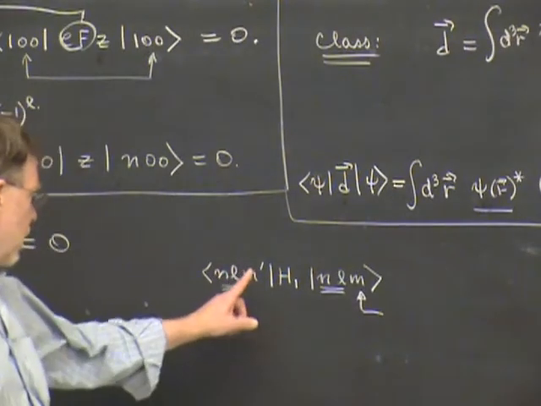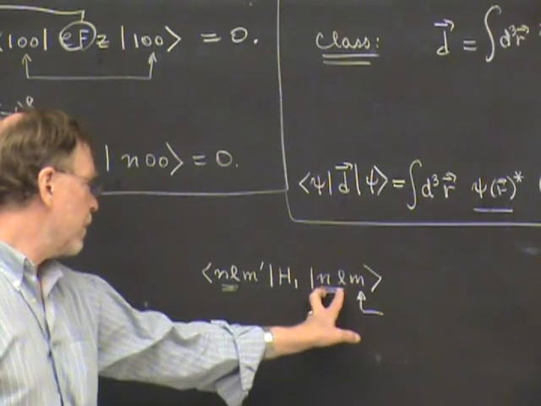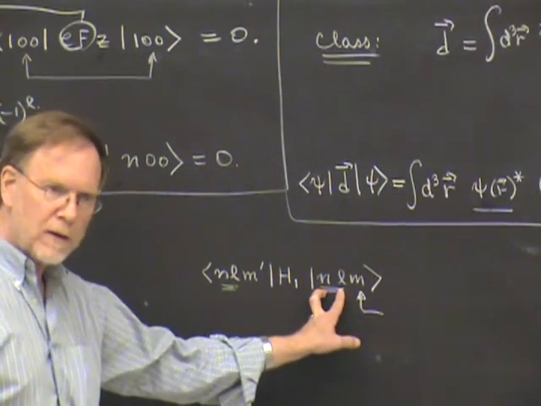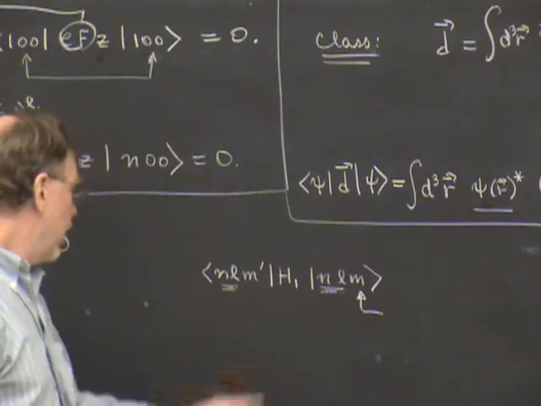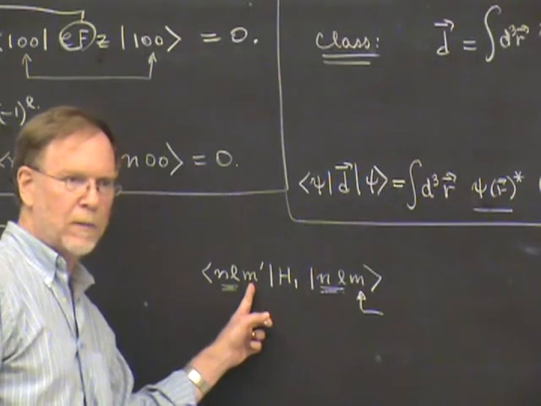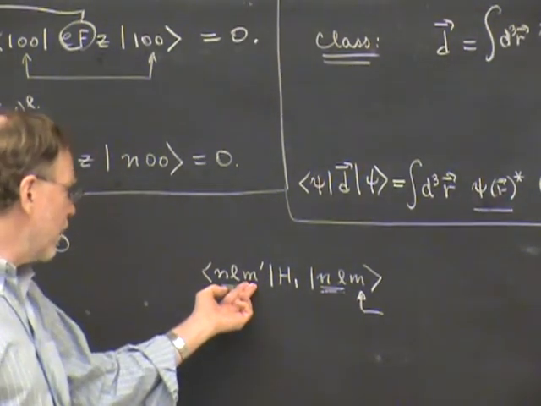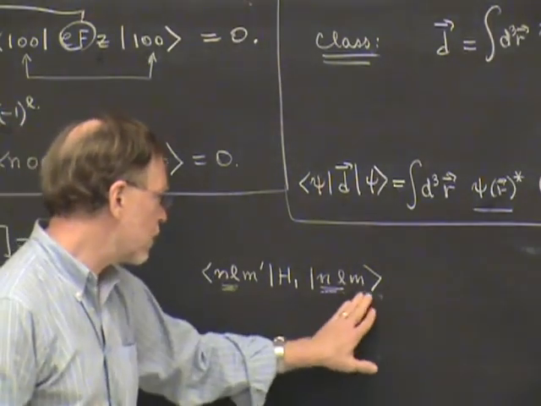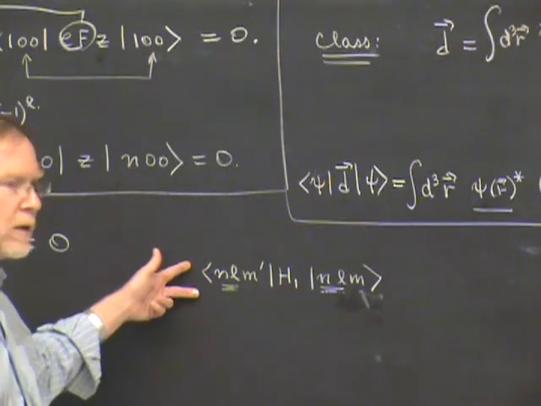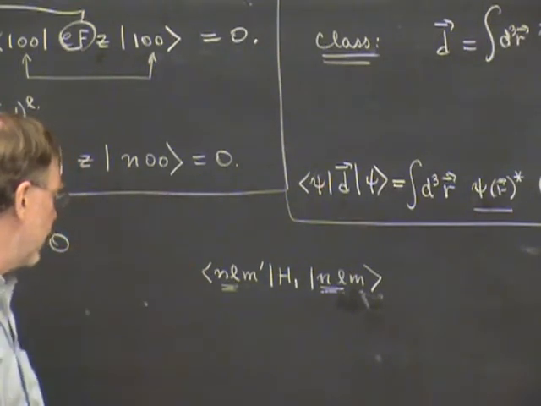Notice where the primes occur. The n and the l are not primed because they identify the unperturbed eigenspace of the unperturbed Hamiltonian. The m and the m prime are primed because they represent the basis inside that eigenspace. So letting m and m prime run over all possible values, this is a matrix which has a dimension of 2l plus 1. And then we have to diagonalize that and find the shifts in the energy levels in first order. That's the rule of degenerate perturbation theory.